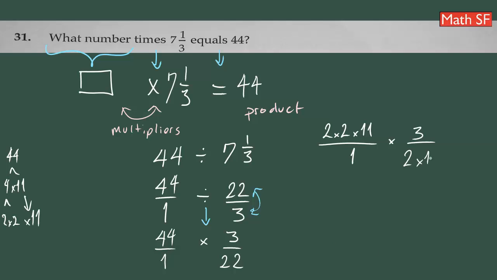Now let's see what we can cancel out. A 2 and a 2 is gone, so you're left with 1. And 11 and 11 is gone. So our final answer will be 2 times 3, 6 over 1. And 6 over 1 is 6. Therefore, that's your missing number.